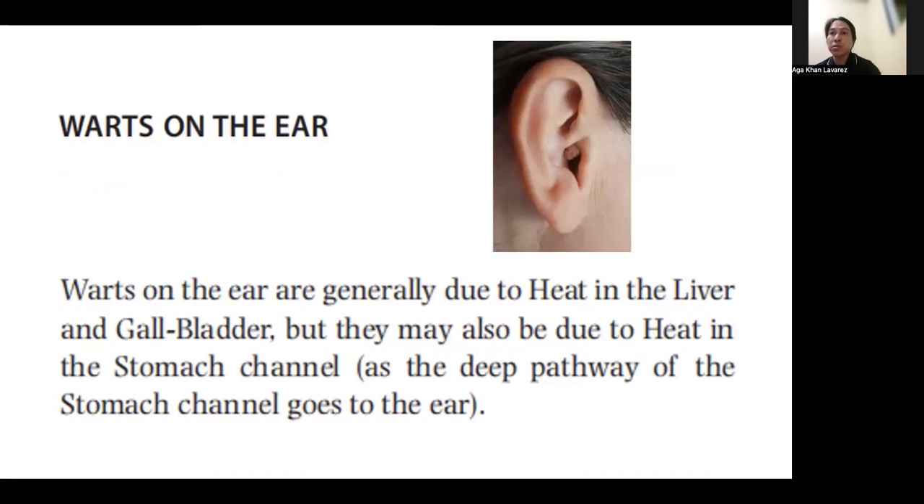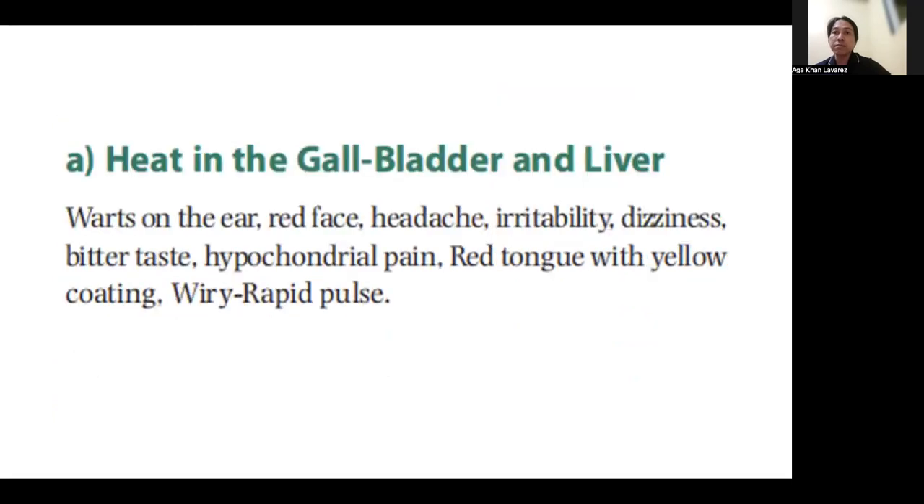You can see in the picture, warts on the ear are generally due to heat in the liver and gallbladder, but they may also be due to heat in the stomach channel, as the deep pathway of the stomach channel goes to the ear. Letter A, heat in the gallbladder and liver.